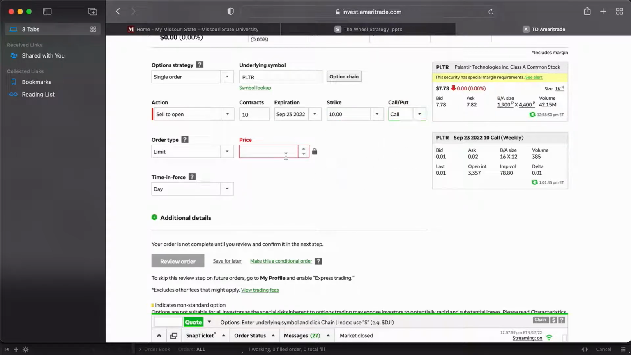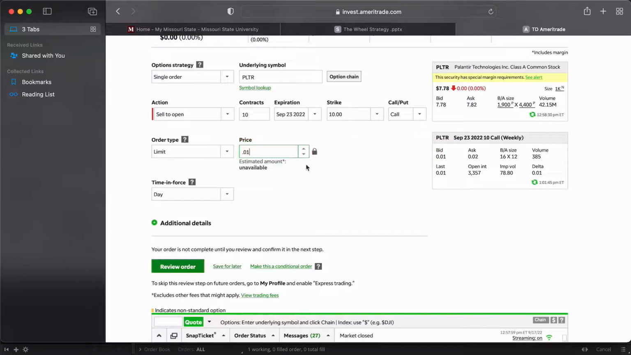For the call options here, you're only getting 1 cent, okay? Because for Palantir to make a move to $10 by the end of this week, not going to happen, right? So it's Saturday, right? So we have 5 days for this stock to make a move above $10. Most likely not going to happen.